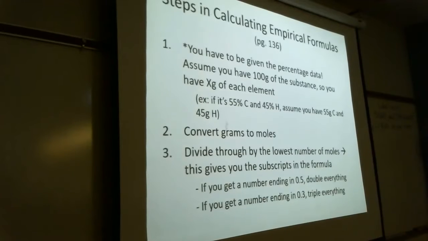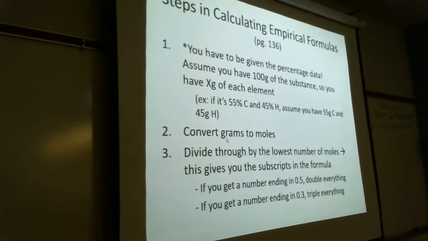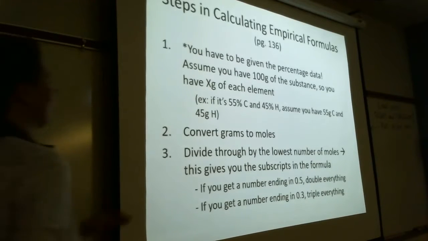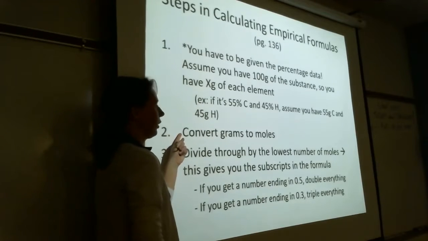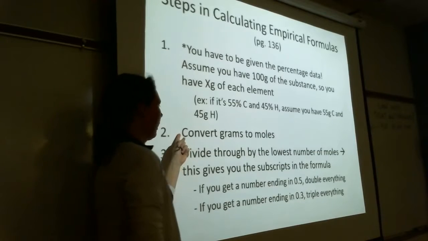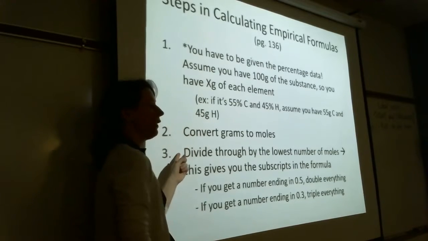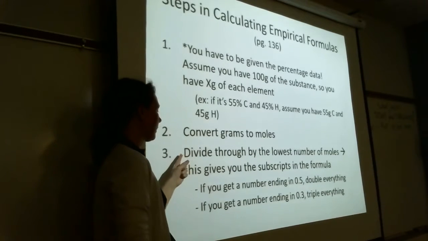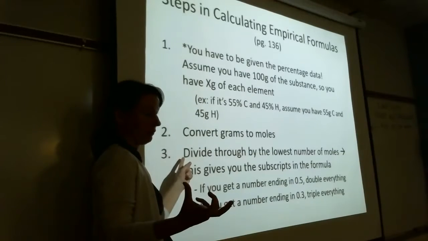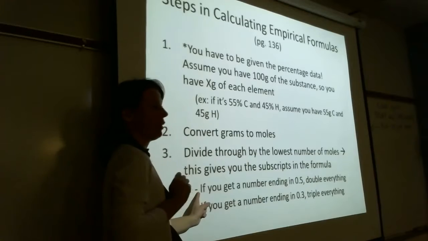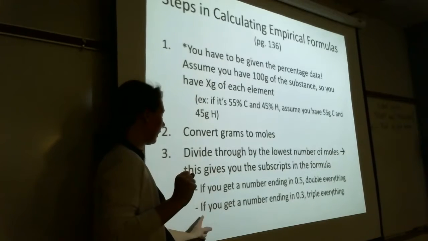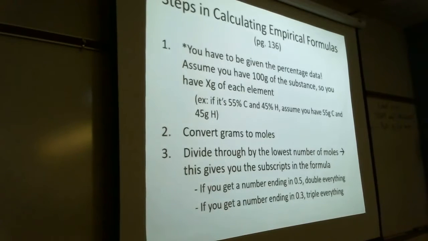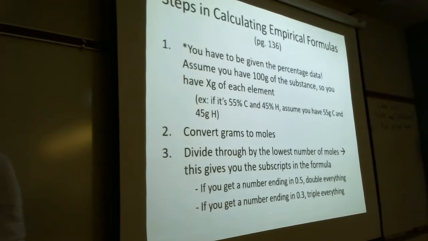Now we're going to convert everybody from grams to moles, using the molar mass from the periodic table. And then we're going to look at those answers that we get in step 2. We're going to pick the smallest one, and we're going to divide all the other ones by that smallest number. And then once we've divided everybody by the smallest number, we will round to the nearest whole number, unless we get a number ending in 0.5, then we'll double everybody, or if we get a number ending in 0.3, then we'll triple everybody. So I will show you examples of this, but I just want you to see the overall picture first.